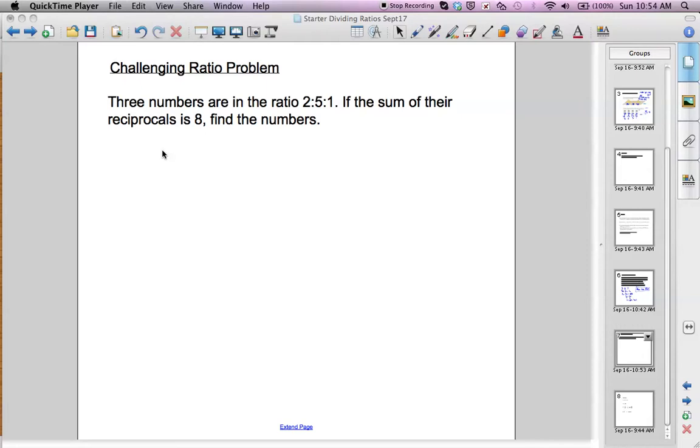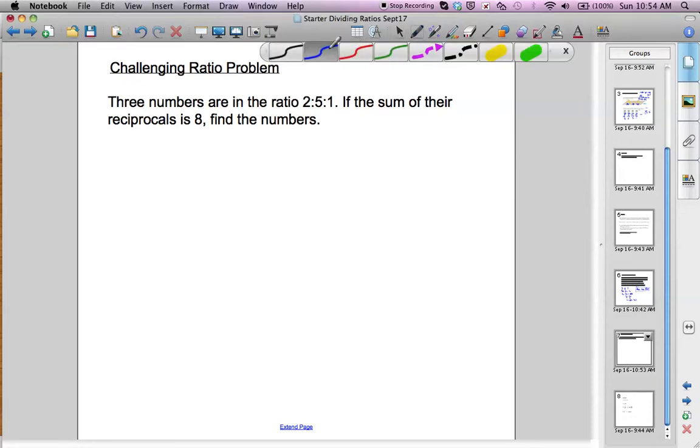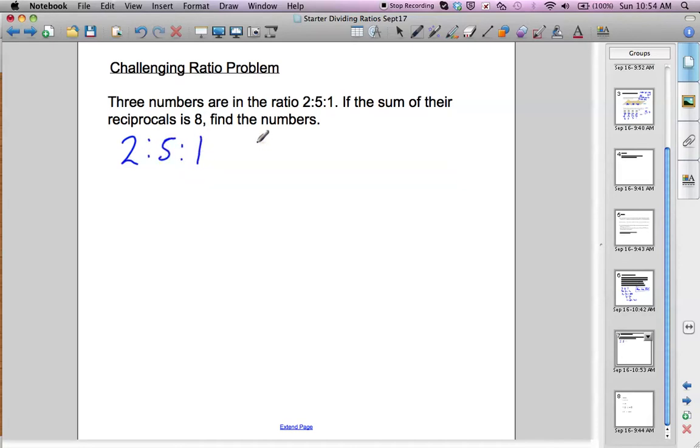We have three numbers that are in the ratio 2 to 5 to 1. If the sum of the reciprocals is 8, find the numbers. So firstly, let's write down the ratio here. It's 2 to 5 to 1.